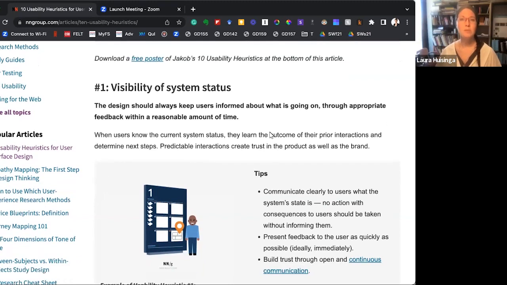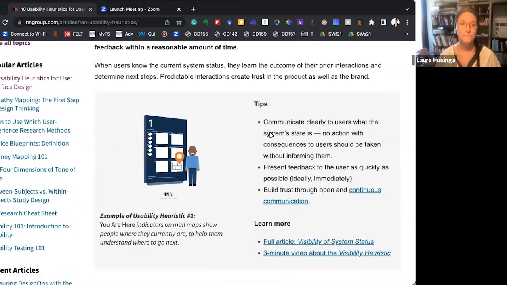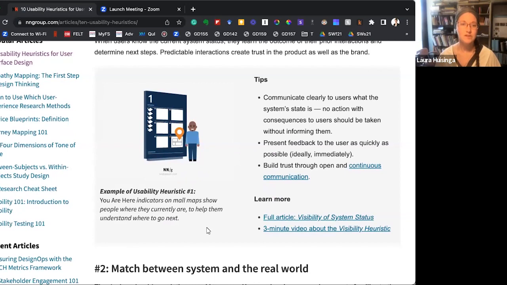Think about a time when maybe you submitted a form or you were signing up for something and then you got no feedback. You didn't know if the action you just activated did anything. You didn't know if you needed to resubmit something or reload, or if reloading would void what you just did, right? So that visibility of system status is very important. An example of this is a "you are here" indicator on a mall map, which shows people where they currently are and helps them understand where to go next. If you don't understand where you are in relation to everything else, it's really hard to make your next decision.